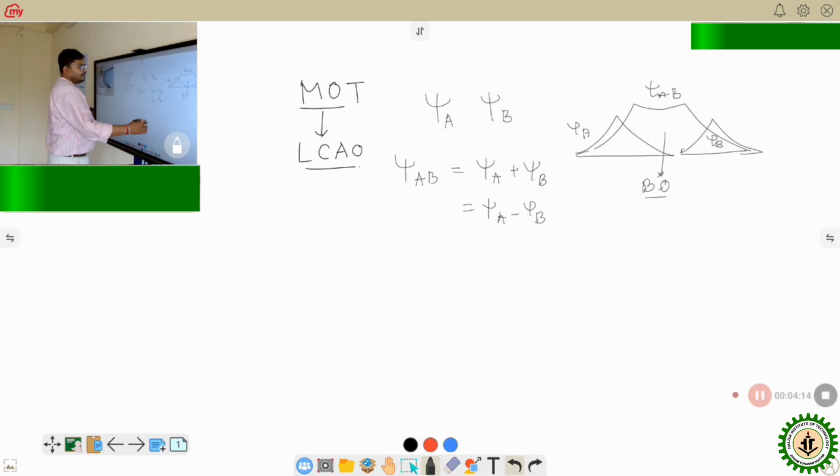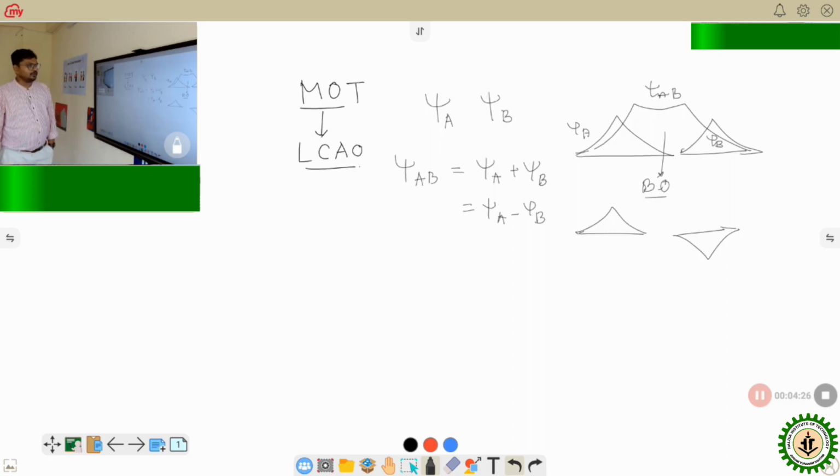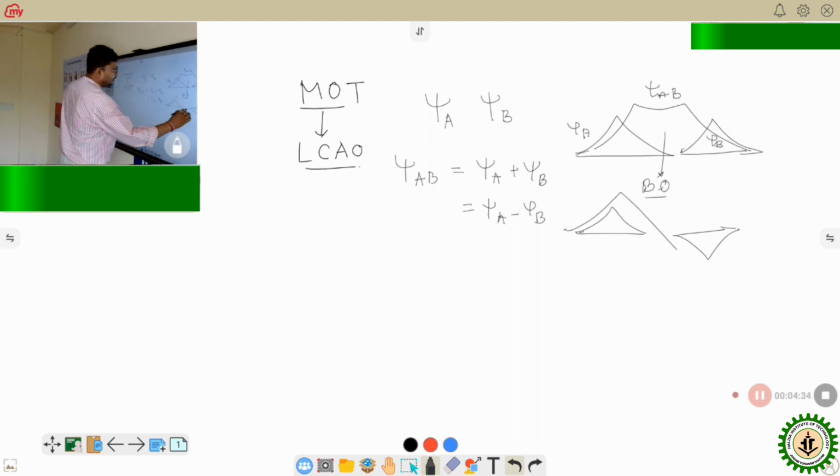But the situation differs when psi A and psi B have similar energy but opposite phase, and then constructive interference will not be possible. Instead, destructive interference is possible. As a result, we have the resultant molecular orbital psi AB, which is called the anti-bonding orbital.